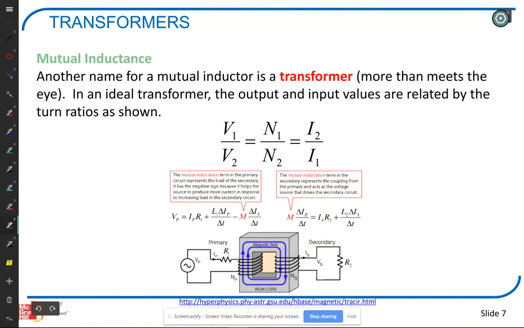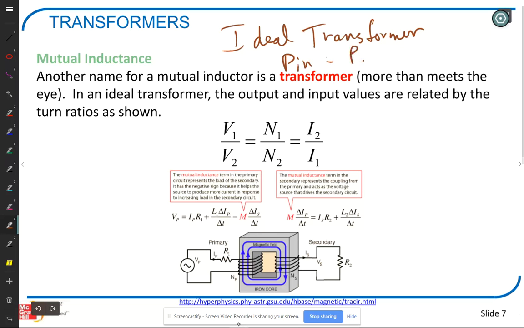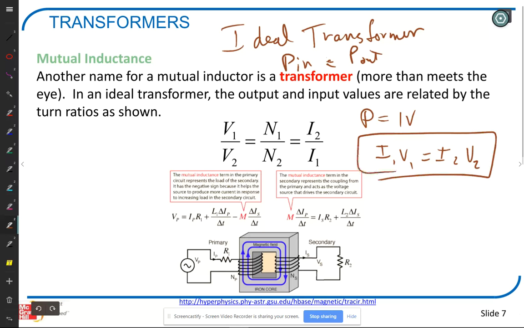Now, in an ideal transformer, power in equals power out. And so power is equal to IV. So you should have ideally that I1 V1 equals I2 V2. This is ideal. You know what real is? Non-ideal. Why is it non-ideal?